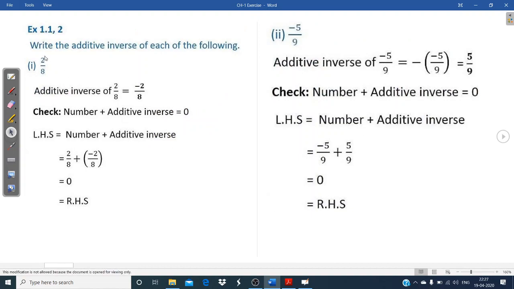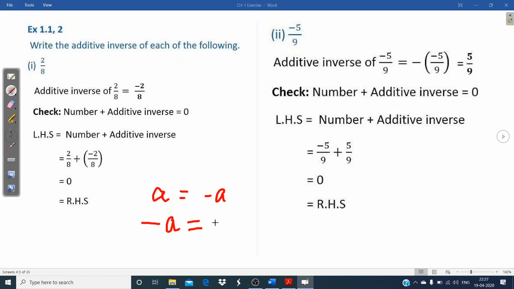Now our next question is, find the additive inverse of each of the following. Now you remember, students, we have learned one property, additive inverse. If a number is a, its additive inverse is what? Minus a. And if a number is minus a, its additive inverse will be what? Plus a. And how is this plus coming? Minus sign by default, and again minus a.